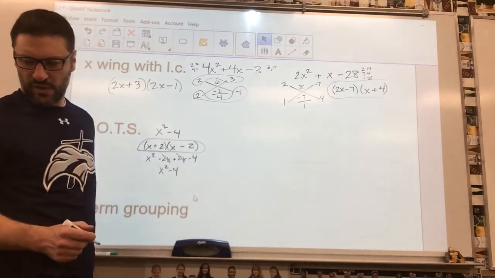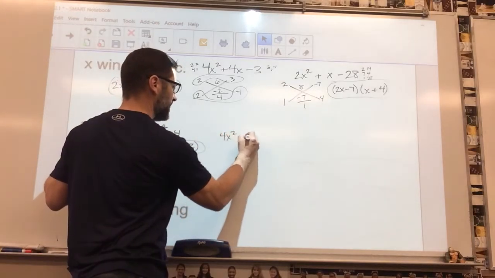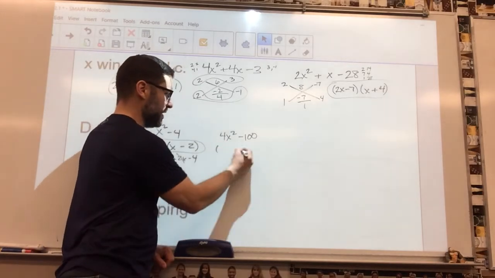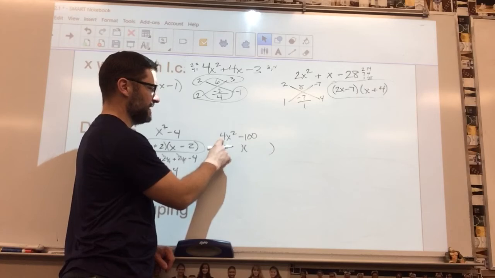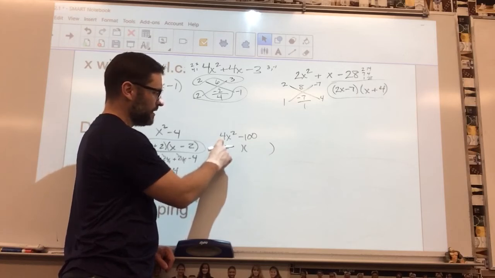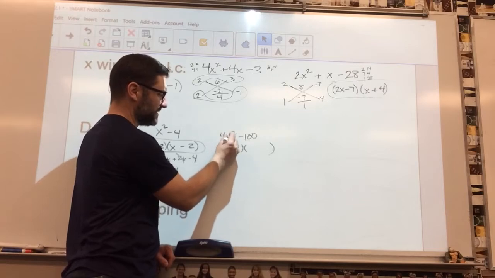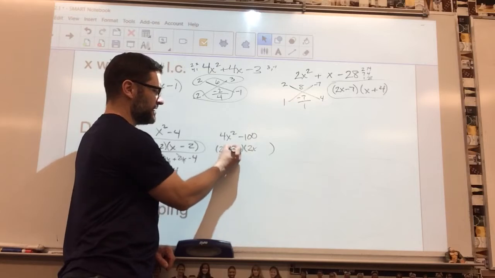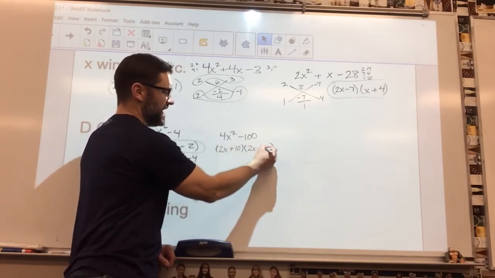So let's try a little bit harder one. Let's go with 4x squared minus 100, and I put a leading coefficient there. So I'm going to go with 2 parentheses again. Factors of 4x squared that will be in the front spot. Well, factors of 4 are 2, factors of x squared are x, so it's 2x and 2x. It's always plus and minus. And then 100 is 10 and 10.